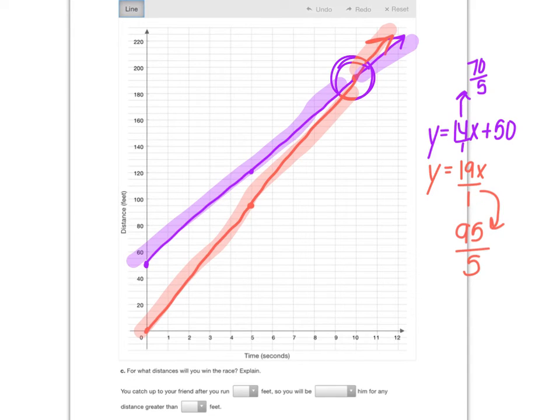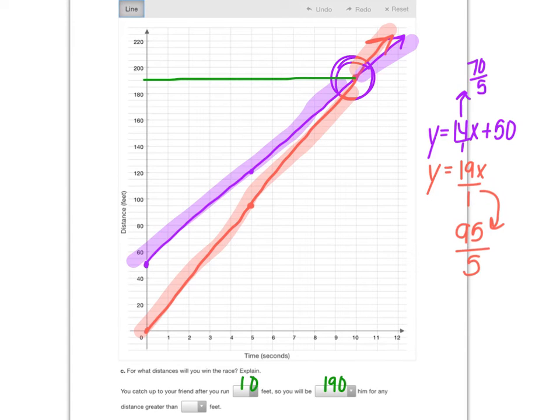And that would be for anything after 10 seconds. You catch up to your friend after you run 10 seconds. After 10 seconds, you will be ahead of him for any distance greater than, let's see, 10 and 190. That was right there at 190, right? So that would be, boom, right there. And I can double check that.